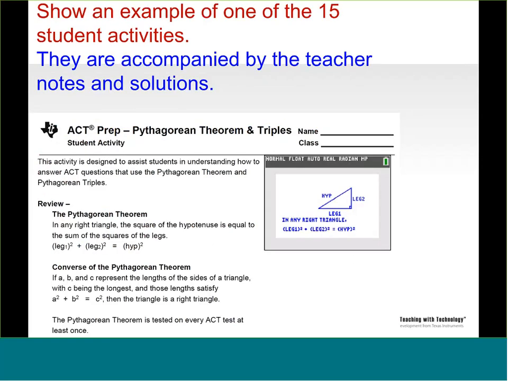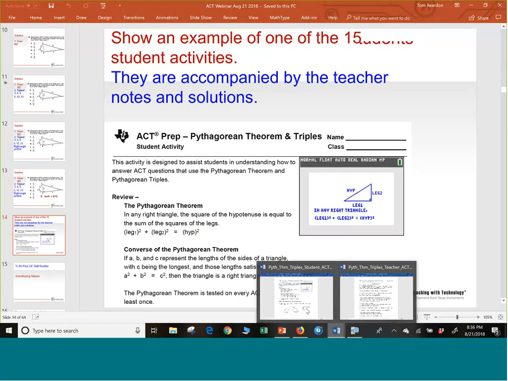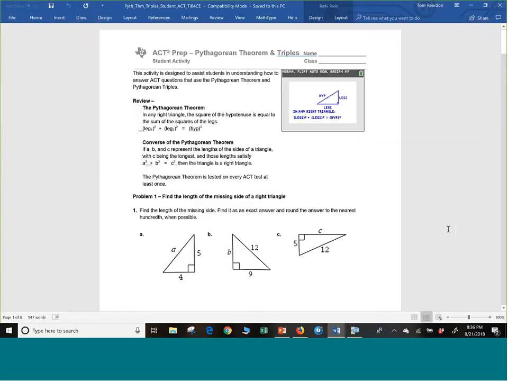So here's an example of the activities. There's 15 on the 84 and 14 on the Nspire. And so I thought I would just show them real quickly. So this is the one that goes with Pythagorean theorem and triples. They're pretty much the same.